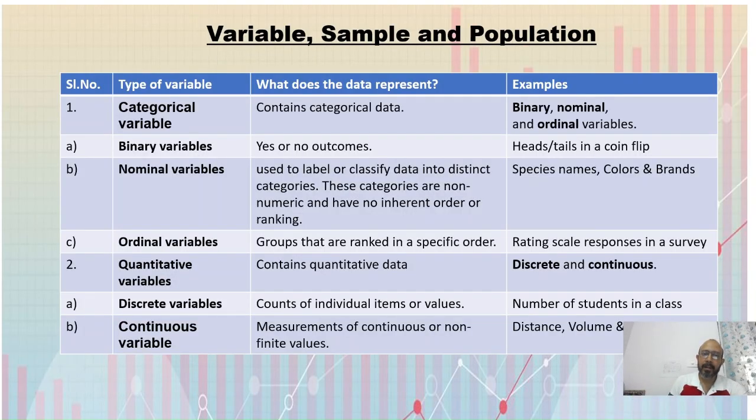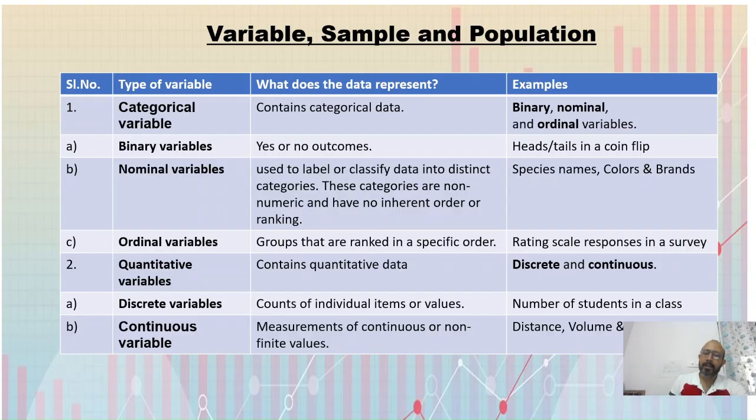Categorical variable. A categorical variable contains categorical data like binary, nominal and ordinal variables. Binary variables have outcomes of yes or no, like a coin flip. We will get normally heads or tails.